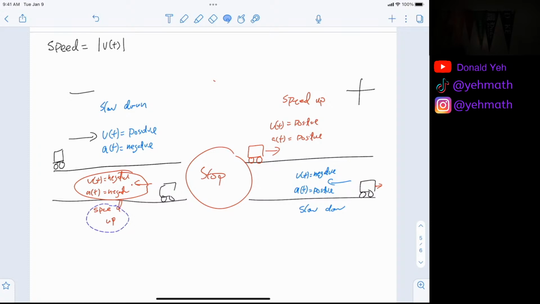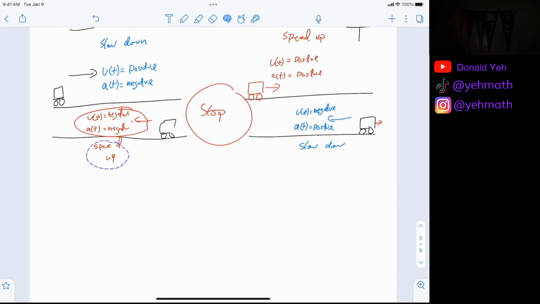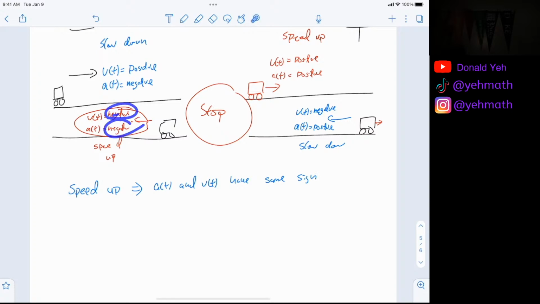So the best way to conclude this is to tell you, how do you know it's speeding up? Speeding up is when A of t and V of t have the same sign. Why the same sign? Look at this. You got a negative and negative, speeding up. Positive, positive, speeding up. Does that make sense? Yes. And for red is slowing down.